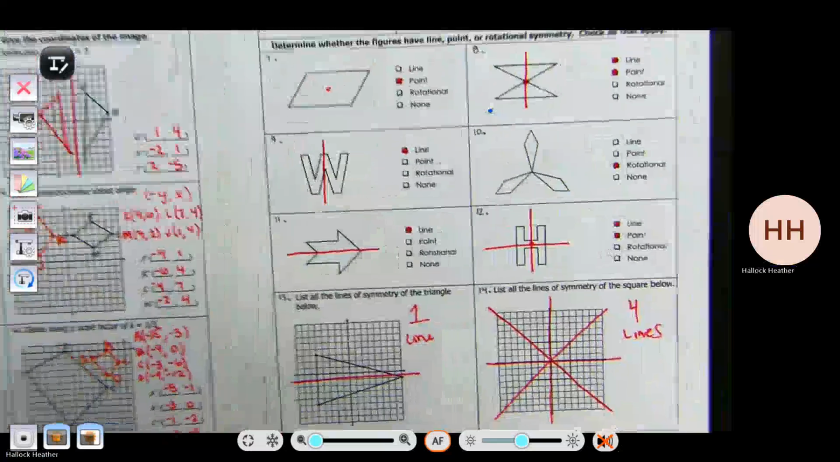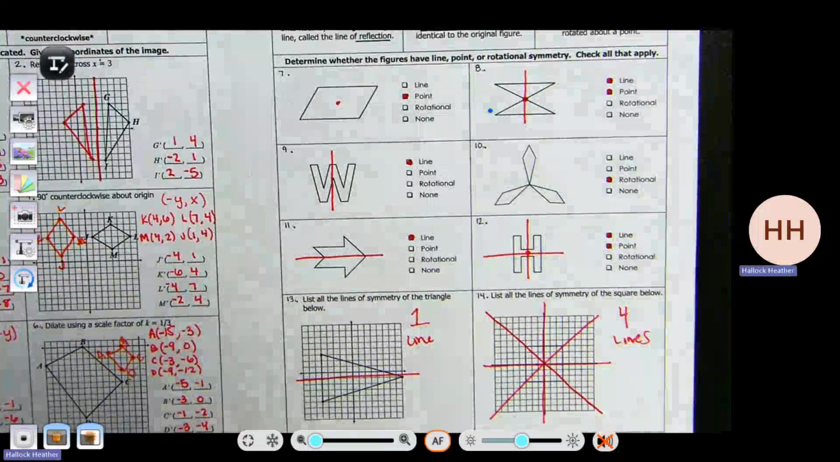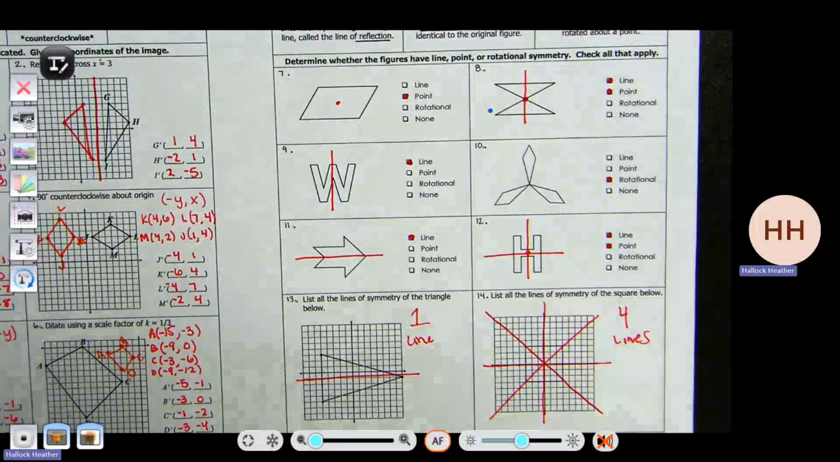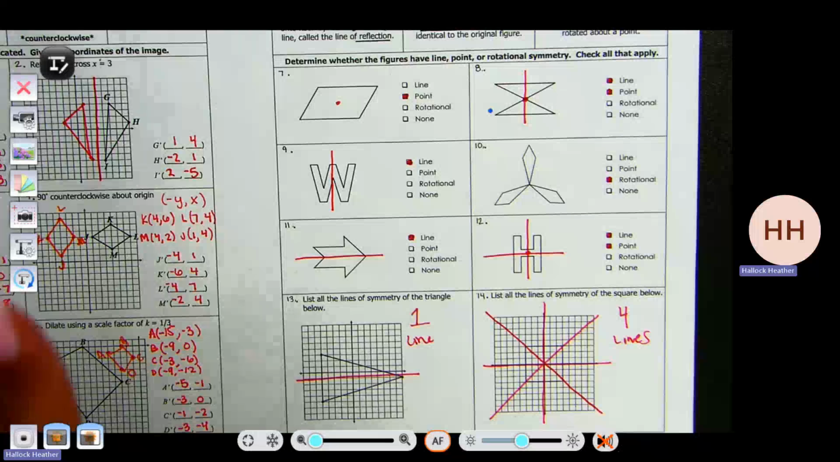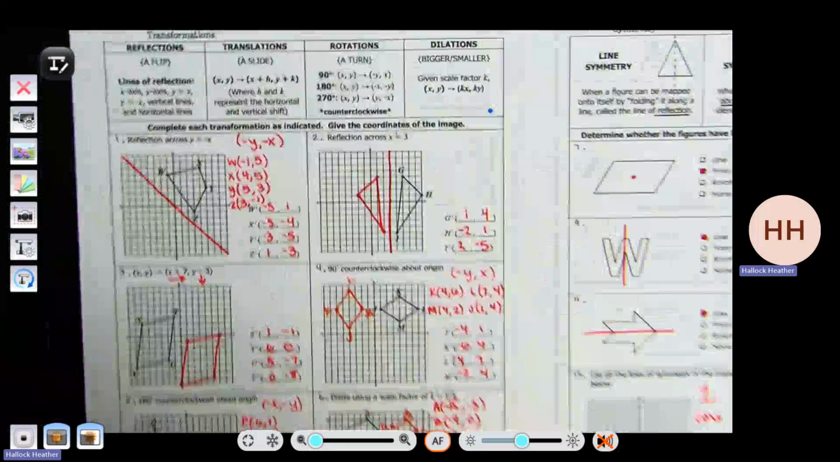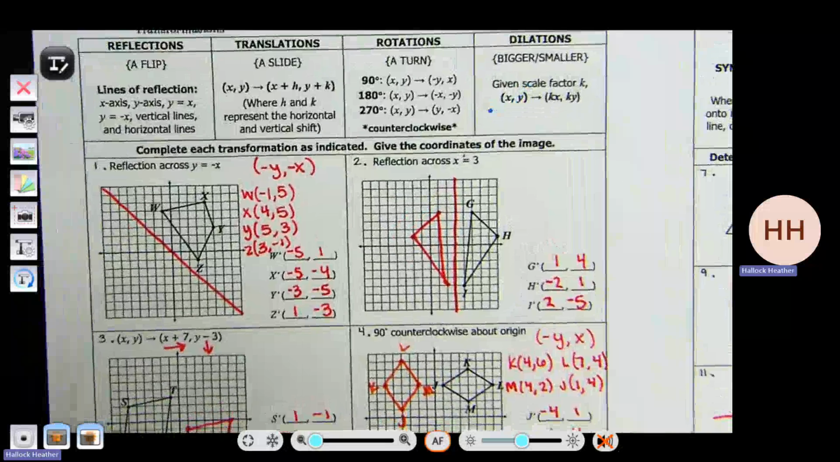This is the answers for that side. Okay. So to go over, this was two sides. You have symmetry over here, and then you have transformations over here. So going back to this side, we have all of our transformation rules.